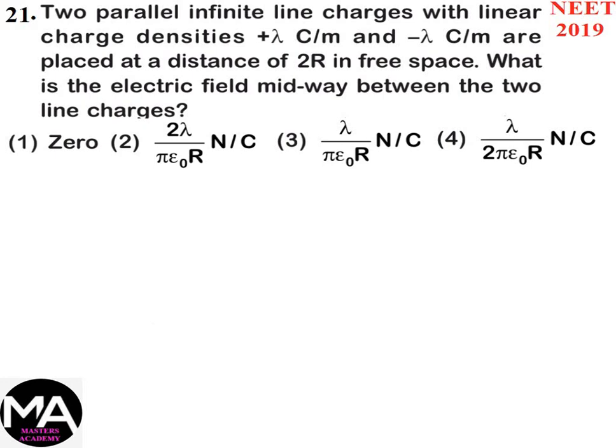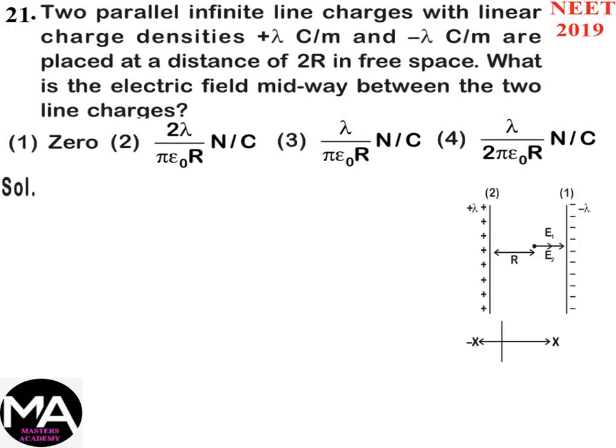Next problem, it is again from NEET 2019. Two parallel infinite line charges with linear charge densities plus lambda coulomb per meter and minus lambda coulomb per meter are placed at a distance of 2r in free space. What is the electric field midway between the two line charges? Four options are given. So let us consider you are having plus lambda, the positively charged line, and this is the negatively charged line, minus lambda. It is the midway point, so at a distance r from plus lambda.